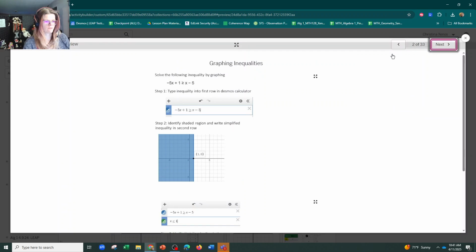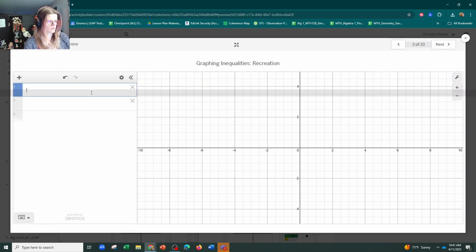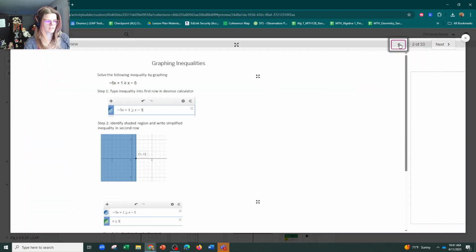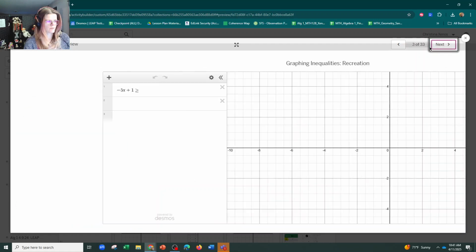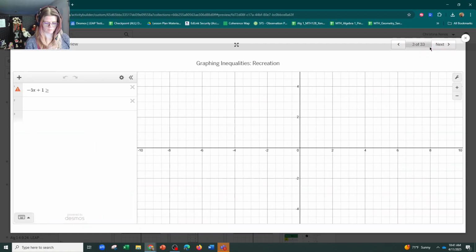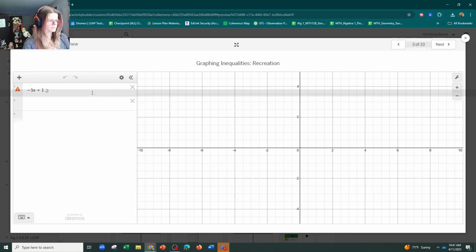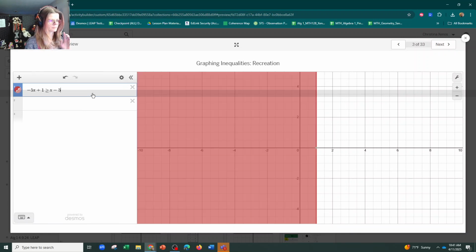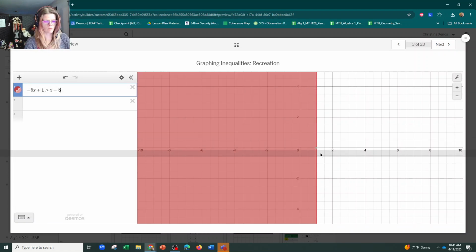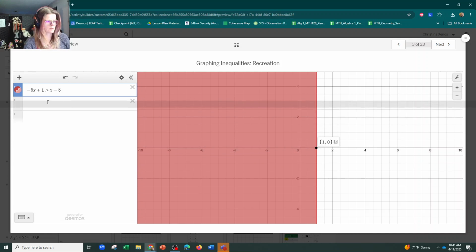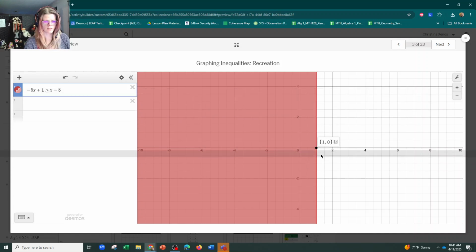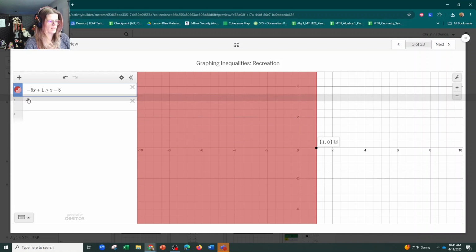So we're going to go negative 5x plus 1 on the next slide is greater than or equal to, and then you can go back if you forget, x minus 5, and we'll see our inequality. And this point right here is our solution, and notice how it's solid and it goes to the left.